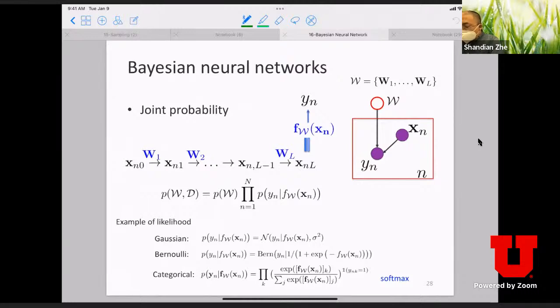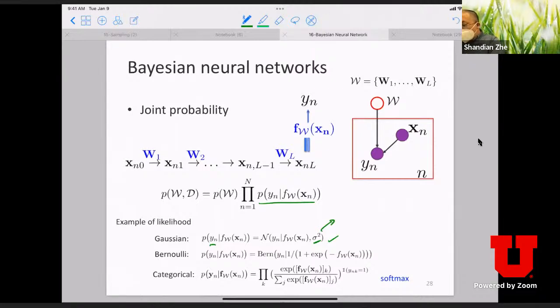And what is the likelihood that is often used in Bayesian neural networks, which is very similar to general linear models? If your output is a continuous variable, then oftentimes we just use Gaussian, right? And we might need to add some prior over the variance, like using some conjugate prior, like inverse gamma distribution. Like this, we're all very familiar with.